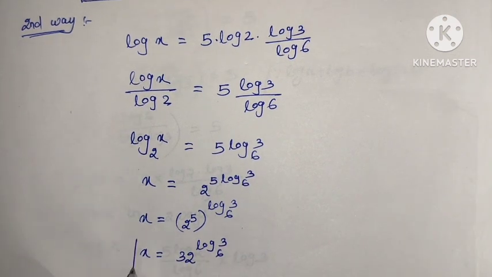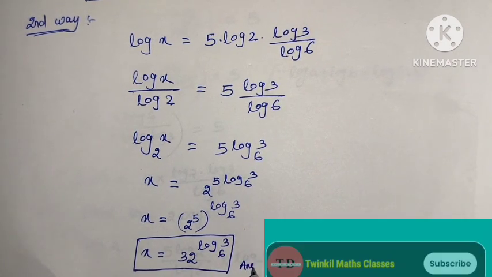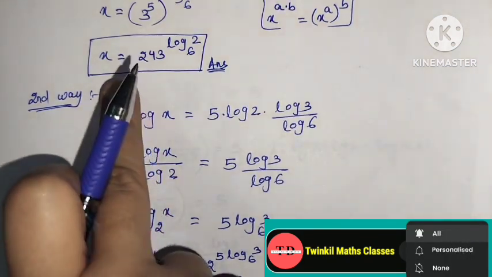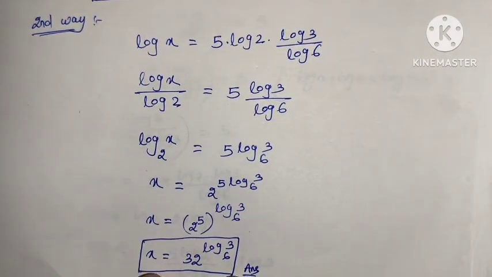This is the other answer of x. We find out the two answers of x. This is the first answer of x in the first way, and this is the second answer of x in the second way.